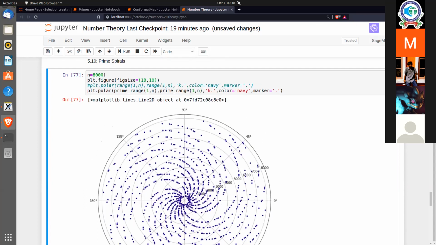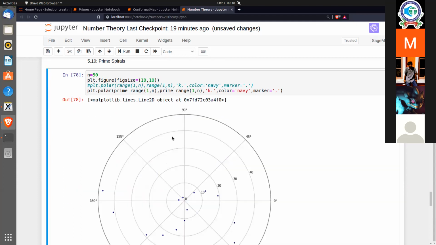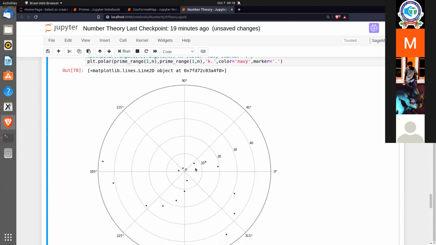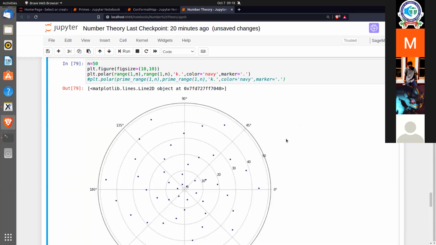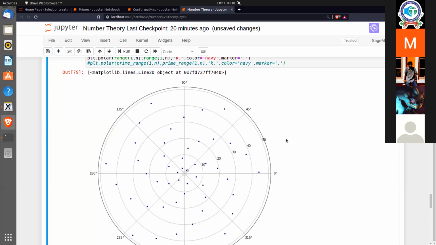So to answer both of these questions, let's just zoom in a little. I'll only plot p comma p if p is in the range 1 to 50. And you'll see that I'm only plotting primes here. But if I comment out the primes and plot all the integers, I mean the non-primes as well, what is happening is you're getting a bunch of spirals.